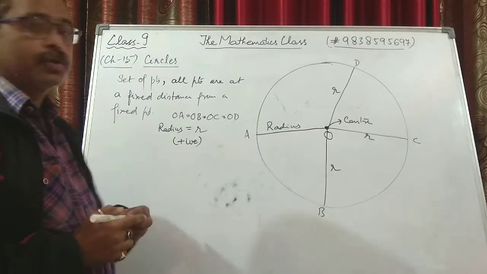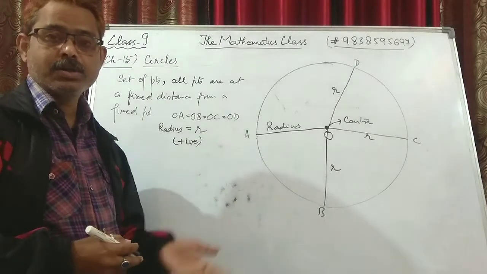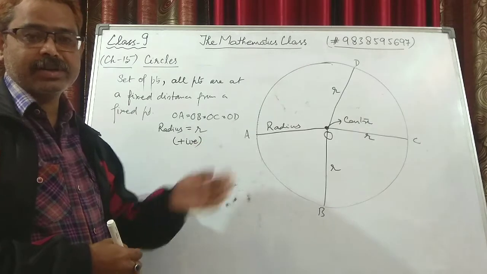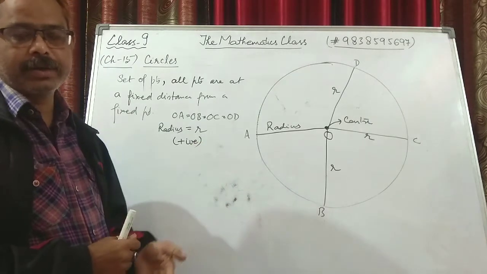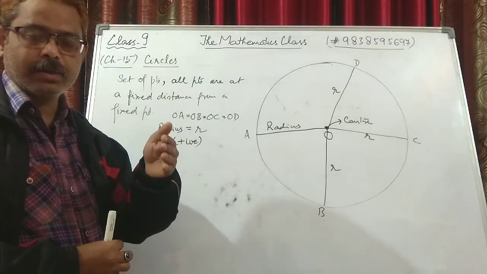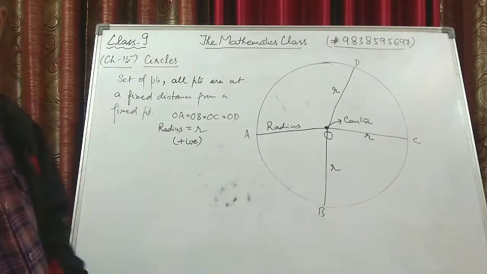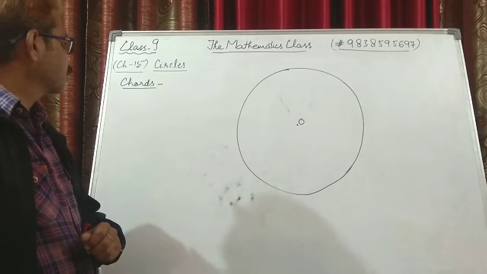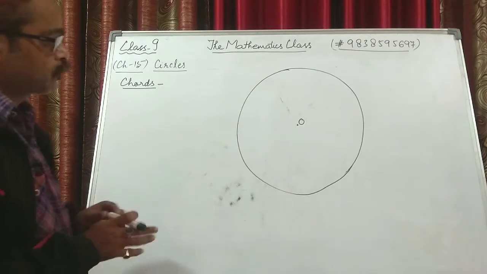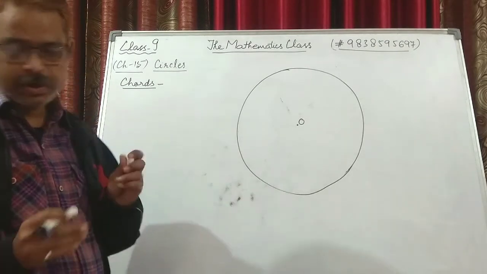Now we move on to the chords and diameter. We will just understand what is chord, what is a diameter, what is a secant, what is tangent, and so many things. Now the next topic is, now we will discuss the chords. So what is a chord?